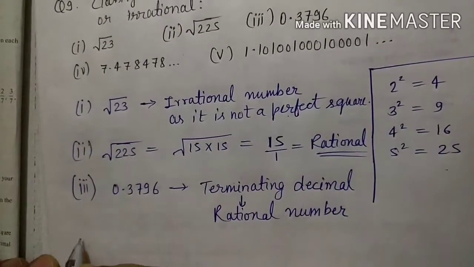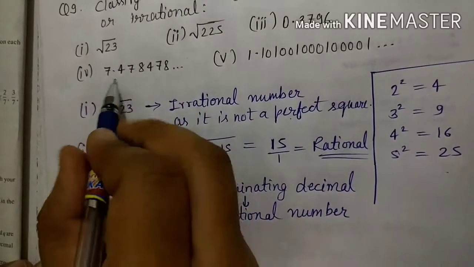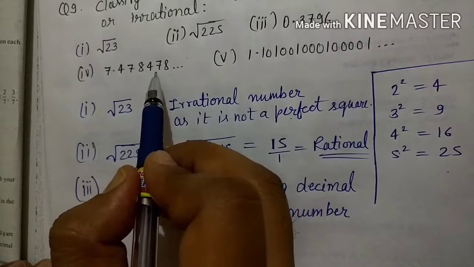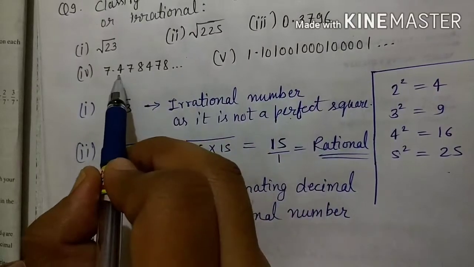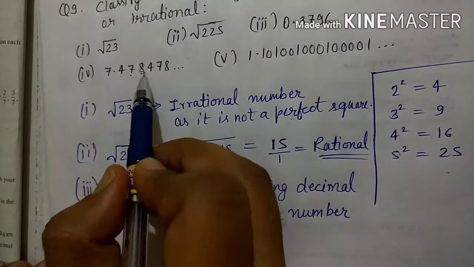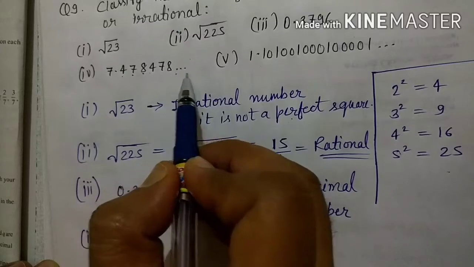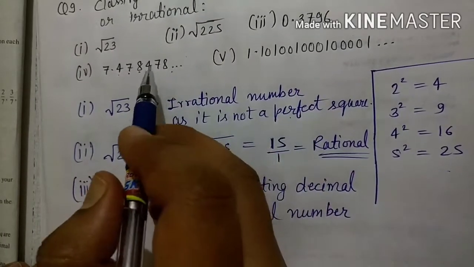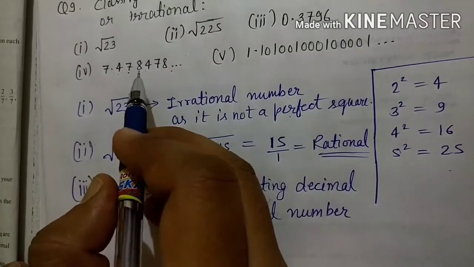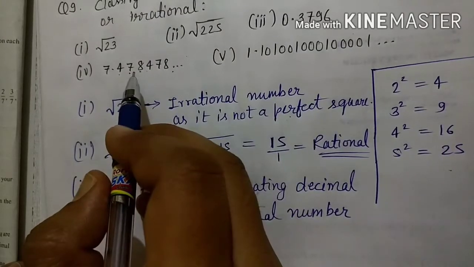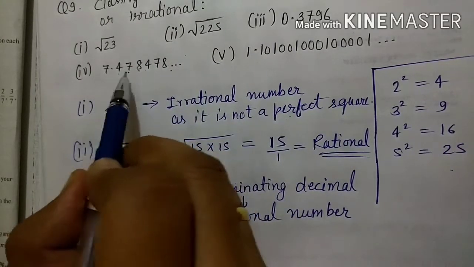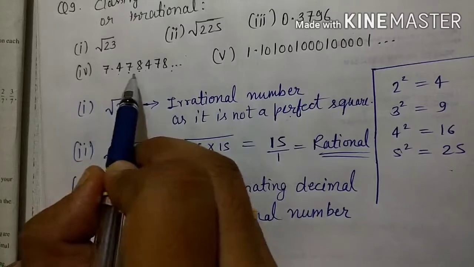Okay, next is the fourth: 7.478478 and dot dot dot. See, 747, then 8478, and so on. So what can we say? Is it rational or irrational? Just check here. It is non-terminating.